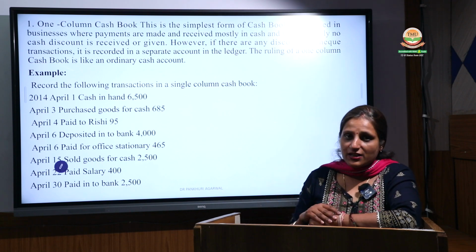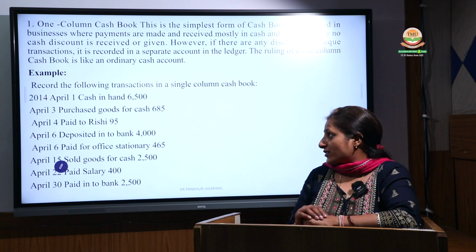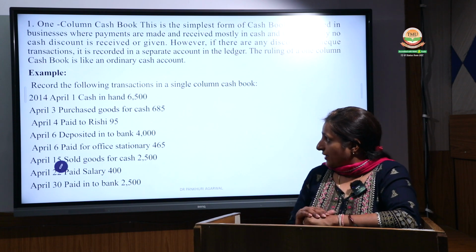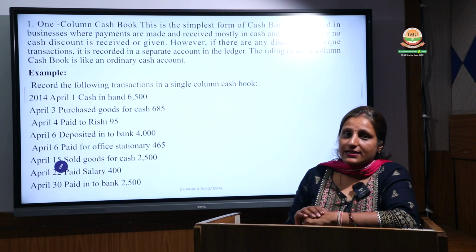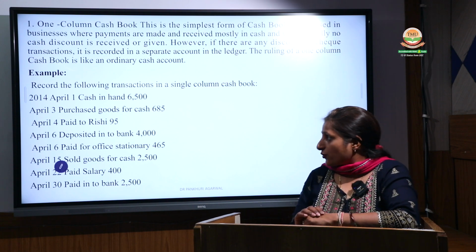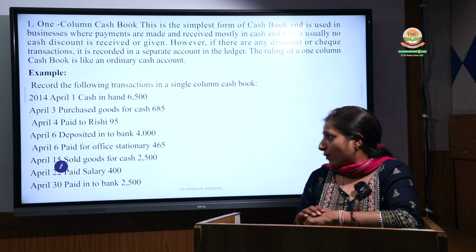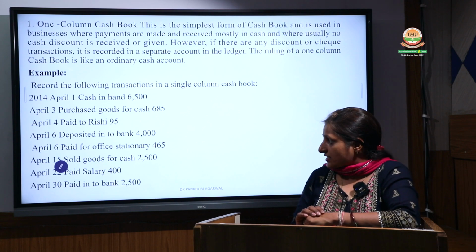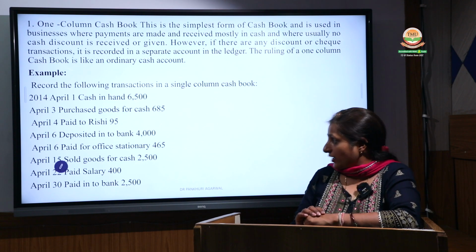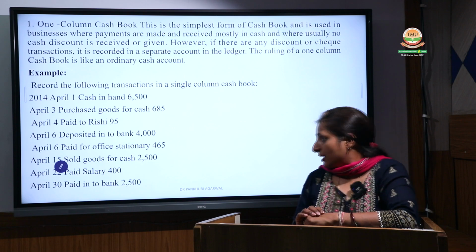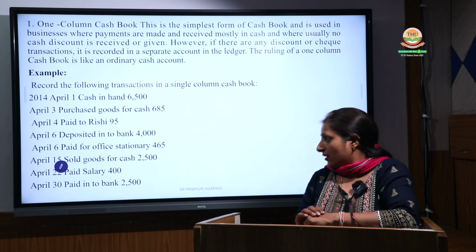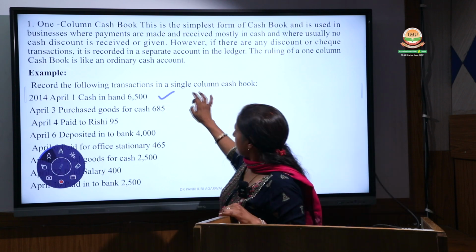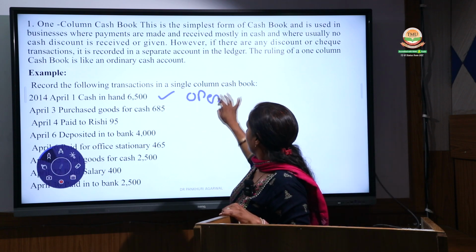Just read out the entries first. April 1st, cash in hand 6,500. April 3, purchased goods for cash 685. Paid to Rishi 95. Deposited into bank 4,000. Paid for stationery 465. Sold goods for cash 2,500. Paid salary 400. Paid into bank 2,500. This entry is the opening entry.